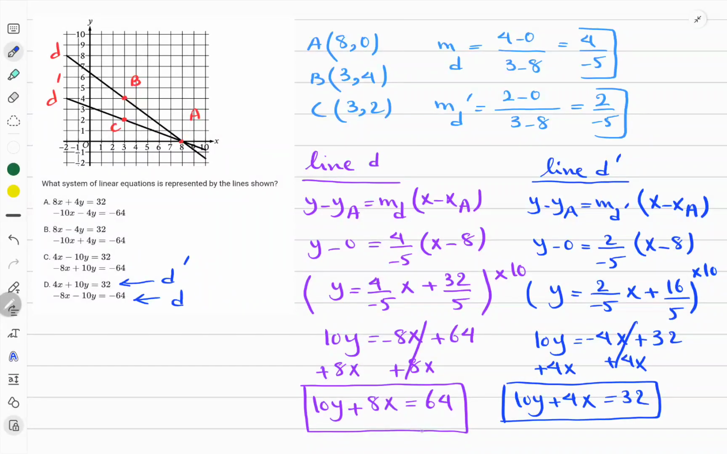It's here, but you just need to multiply all terms by negative 1. So the answer is choice D.